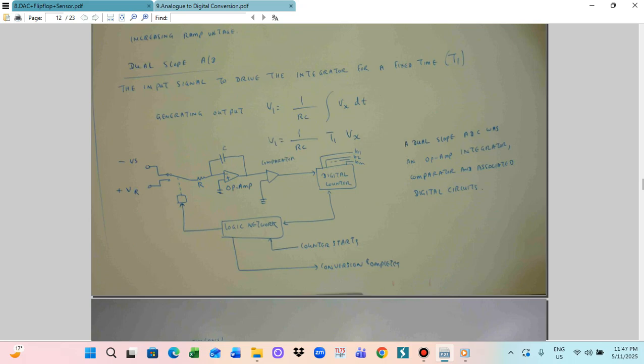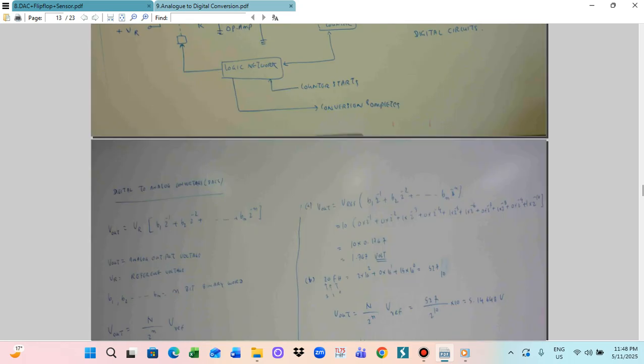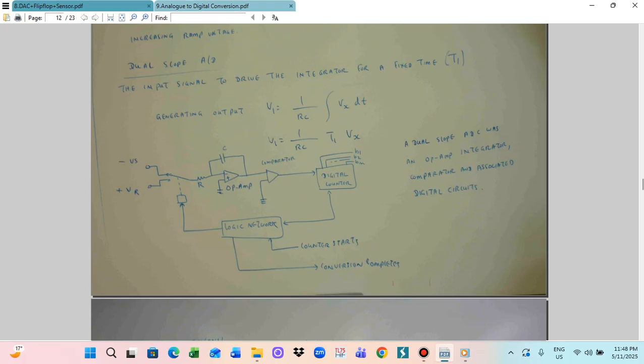This integrator circuit consists of a resistor, a capacitor, and the IC. We connect like this. So this is the integrator circuit, which is an operational amplifier integrator circuit. You can calculate V1 equal to 1 by RC integration of V dt. There are two input voltages, the reference voltage and the input voltage, compared by the relay. The input signal passes through the integrator and then through the comparator.